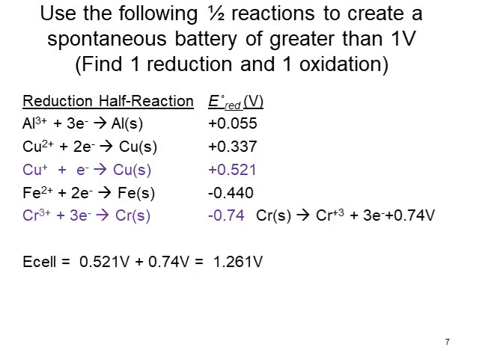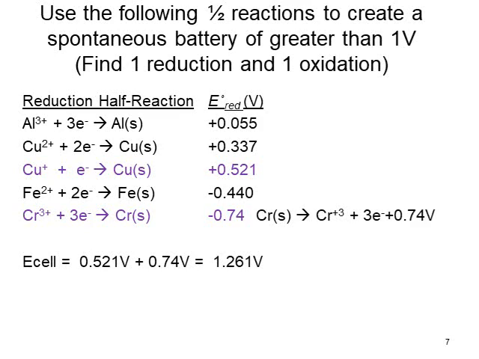So our highest reduction is going to be the single electron copper reduction. The highest oxidation is going to be the worst reduction, so that's the chromium. It's negative 0.74 volts as a reduction, but if we flip it to an oxidation, it gives us positive 0.74 volts. 0.521 plus positive 0.74 volts gives us a total voltage of 1.26 or 1.261 volts for the E cell.